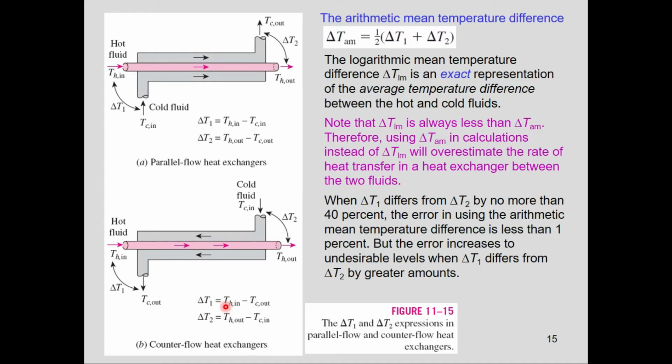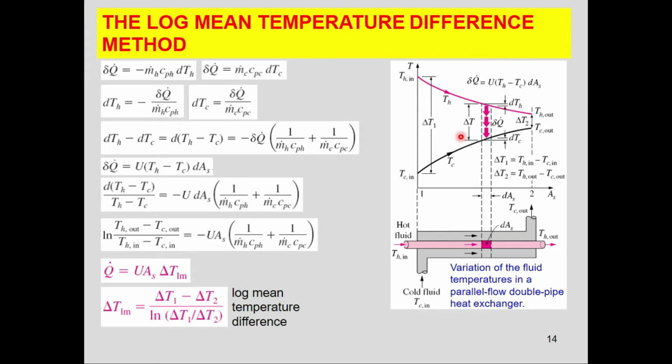So this is a parallel flow configuration of the double pipe heat exchanger. The temperature difference between the two fluids in the parallel flow configuration decreases from delta T1, which is the temperature difference at one end of the parallel flow heat exchanger, and delta T2 is the temperature difference at the other end of the heat exchanger. So at the start, delta T1 is very high and delta T2 is very small, as you can see from this temperature profile, right?